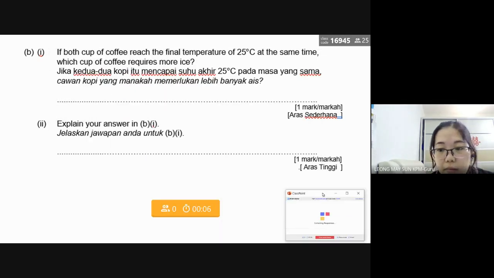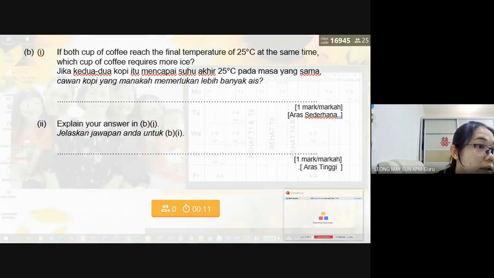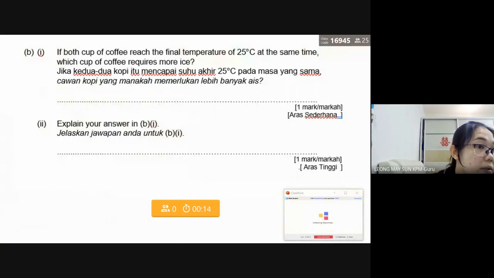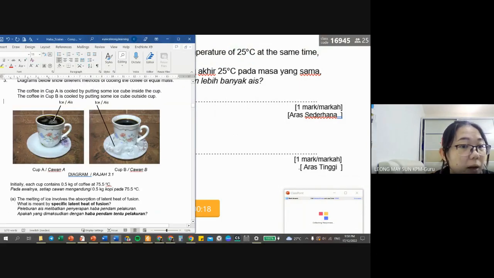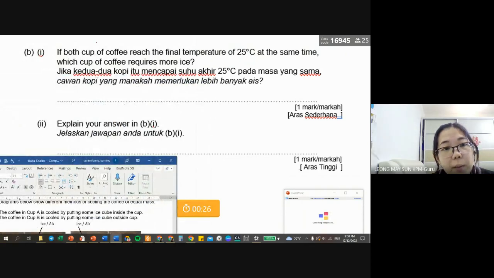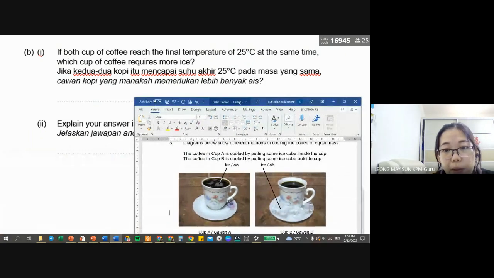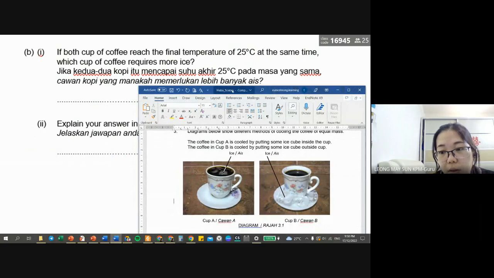Showing you the question. I'm showing you back the original question. Is it okay if we put substance instead of ice? I will still accept. Normally we will still accept. Okay. Now, if both cups reach the final temperature at 25 degrees Celsius at the same time, which cup of coffee requires more ice? Alright, which cup of coffee will require more ice, and explain your answer. So this is the original question.